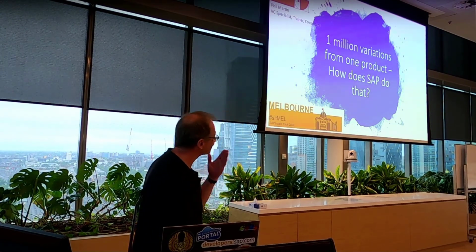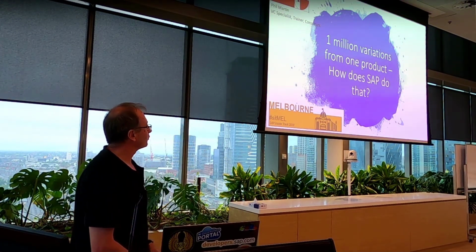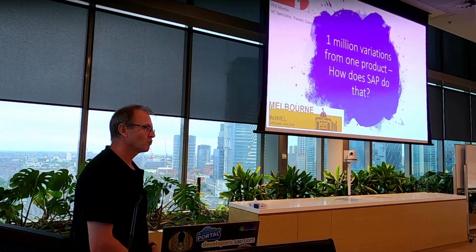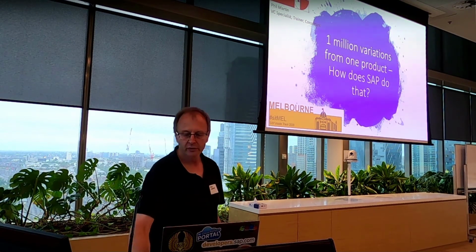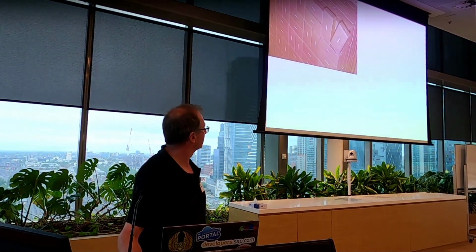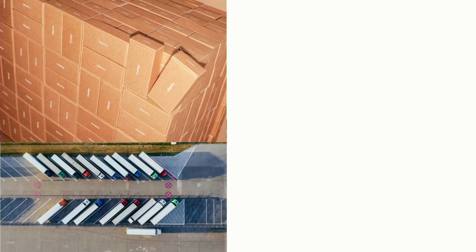So I want to talk about 1 million variations from one product in SAP. What we're really talking about, I'll just give the business context first. This isn't a techo system. This is really pretty much just looking at the business context and what I'm talking about.